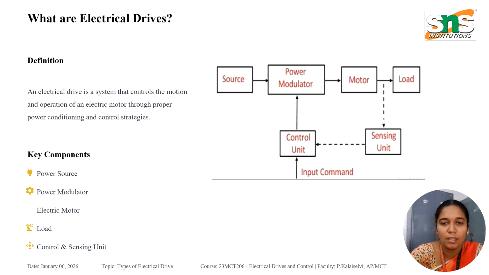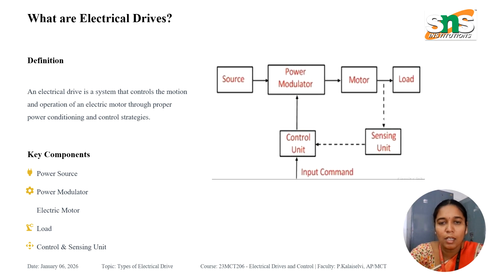What are electrical drives? An electrical drive is a system that controls the motion and operation of an electrical motor using proper power conditioning and control strategies. In simple terms, a motor gives motion but a drive gives controlled motion.